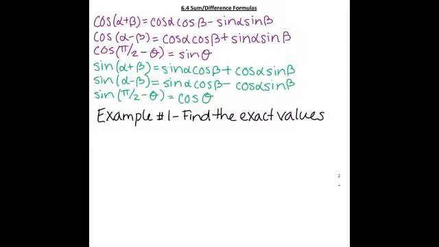Okay, then the sine formulas are similar. So sine of alpha plus beta is sine alpha cosine beta plus cosine alpha sine beta. Sine of alpha minus beta is sine alpha cosine beta minus cosine alpha sine beta.